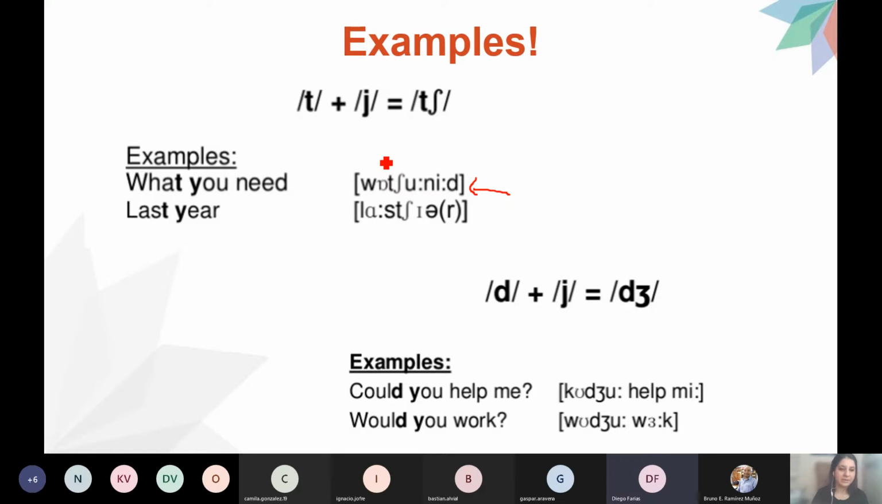Now I'm going to read the others. As an example, instead of saying could you help me, we're going to say could you help me. Remember, instead of saying could you help me, could you help me. And then, instead of saying would you work, we're going to say would you work.